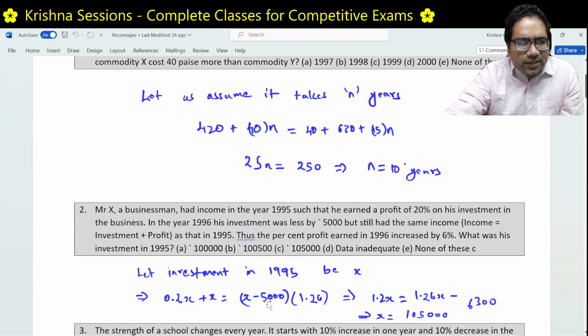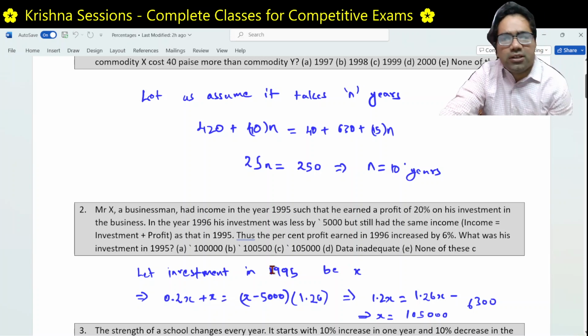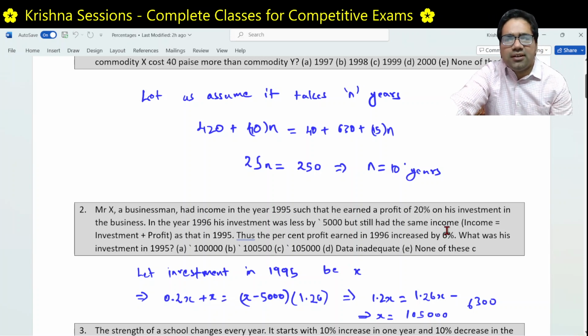That means X minus 5,000, the investment in 1996, gives an income equal to the same income, but the profit increased by 6%. 6% means earlier it was 20%, now it has become 26%. Right, the profit has become 26%. So it is X minus 5,000 plus 0.26 times X minus 5,000. 26% is the profit on this investment.